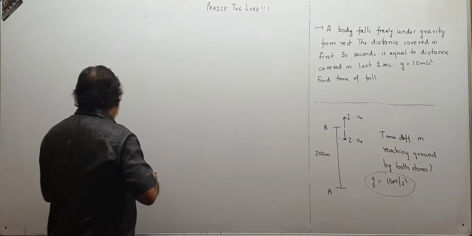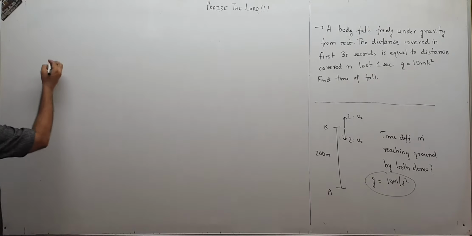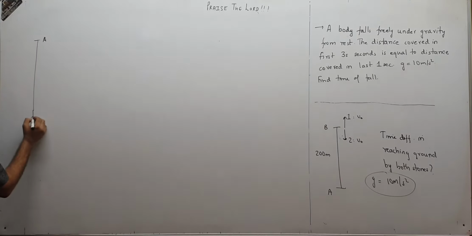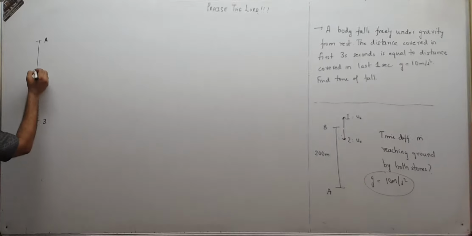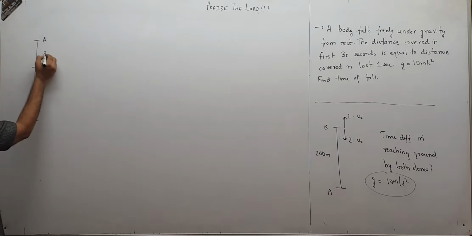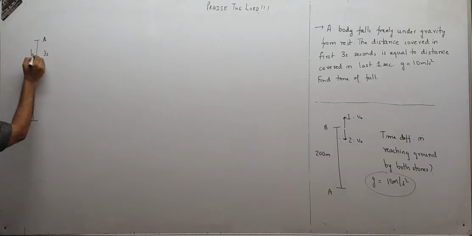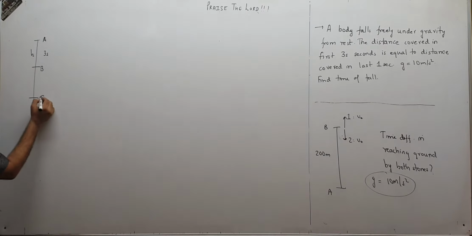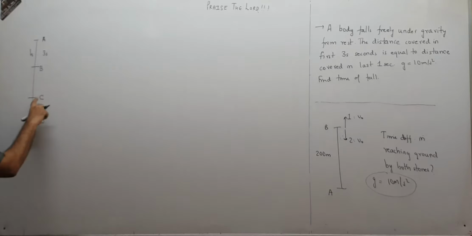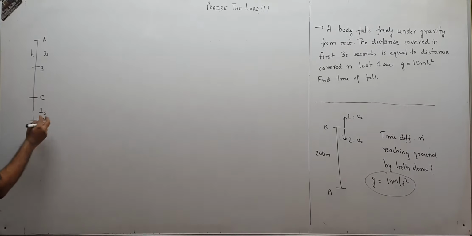So supposing, please understand, supposedly the body is falling like this. From point A to point B it falls. I write this point as B. From A to B it takes 3 seconds and it falls a distance h. See, this is AB, h distance, and this is 1 second.